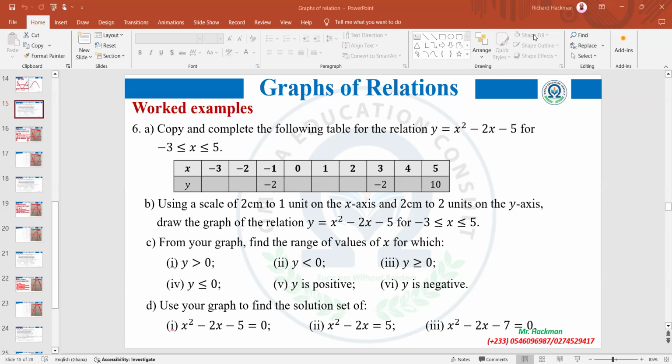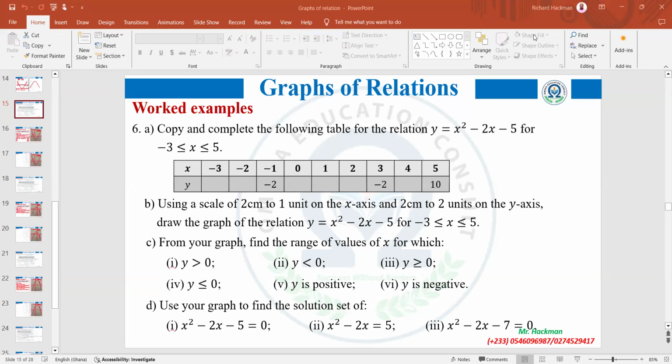In today's meeting, we'll be looking at how to use your drawn graphs of relation to solve equations. By the end of our meeting, you should be able to use a drawn graph of relation to solve equations. But that will not be all.